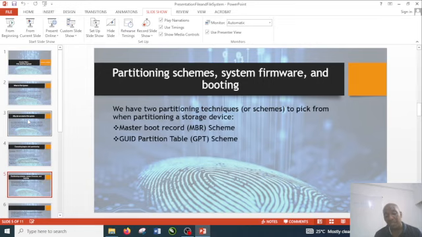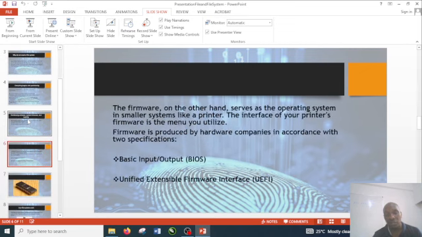And the interface of your printer firmware is the menu of your utility. When you talk about types of software, you talk about utility software, application software, and operating system software. So the interface of your printer firmware is the menu that the printer utilizes to come up so that it can start working as you install the other. So we say firmware is produced by hardware companies in accordance with two specifications, and I want to talk about these two specifications.